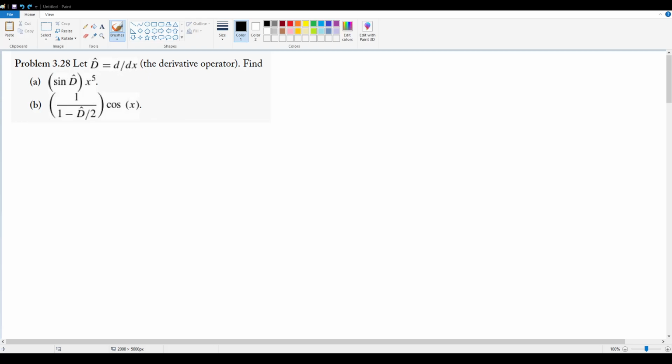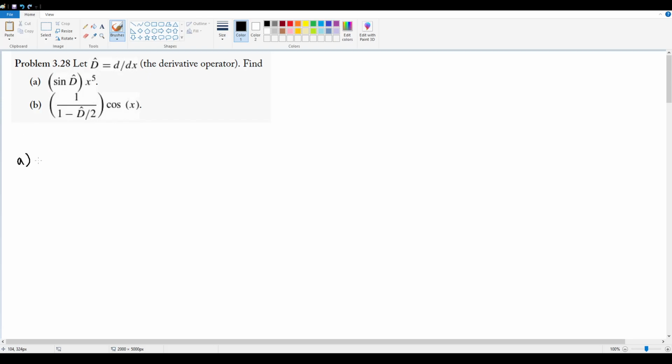Okay, 3.28 is a pretty simple exercise that's just reinforcing this idea that we introduced earlier in the chapter, that when you run into functions of operators, you can treat the operator as if it were a variable when it comes to the context of expanding the function itself into a Taylor series. So suppose that we have a function d by dx, which is the derivative operator. We want to find the following formulas.